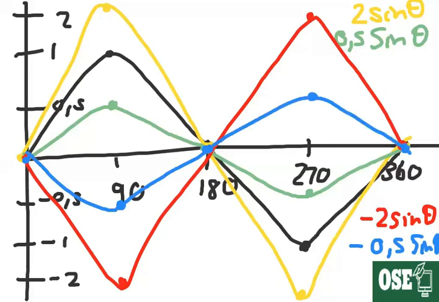Okay, so can you see that when A is positive and greater than 1, sorry, let me just let people in. Okay, so when A is positive and greater than 1, in this instance I used 2, our amplitude increased, right?